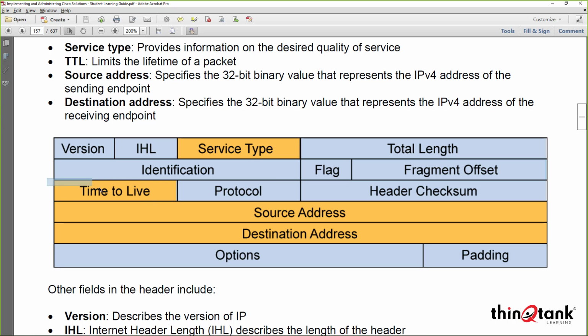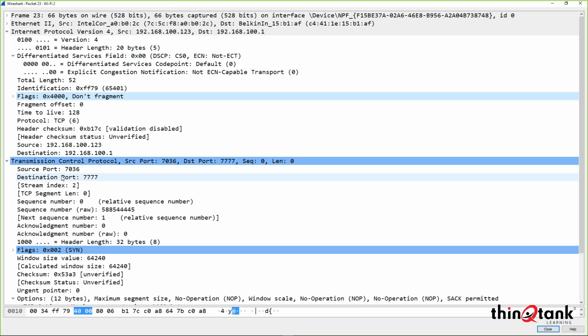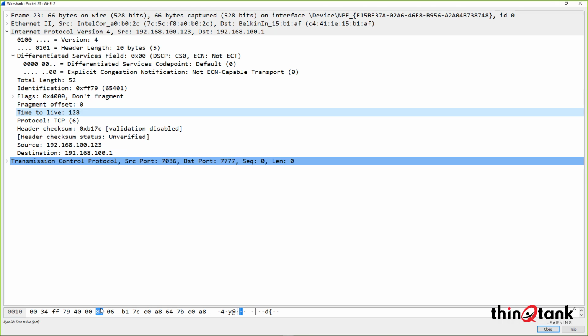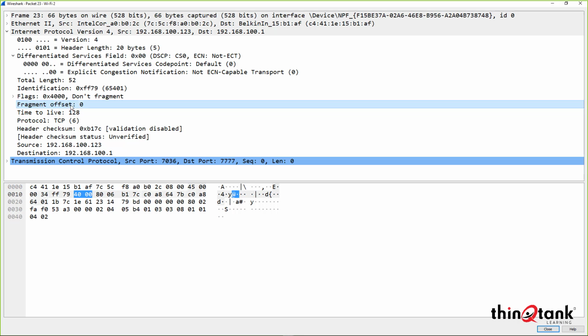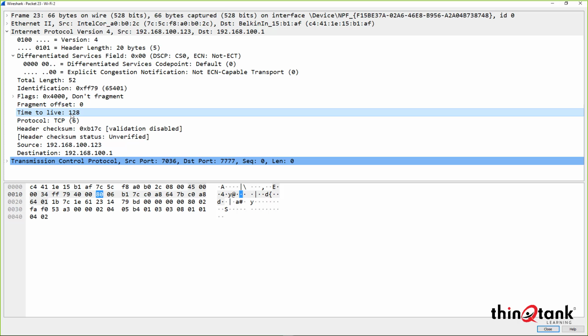The next field we have is our time to live field. Very, very important field inside of IPv4. We can see based on highlighting that particular field, let me go back to it, time to live. We can see that that is an 8-bit field, right? 2 hexadecimal characters. Yeah, there we go. 2 hexadecimal characters means that that's an 8-bit field right there. Right there, sorry, 80.